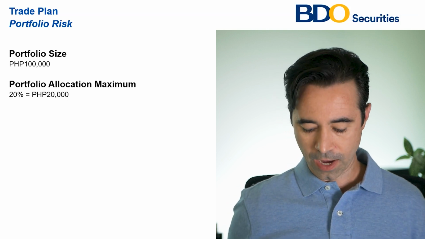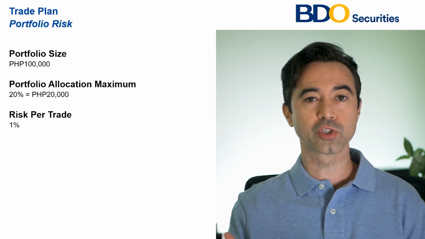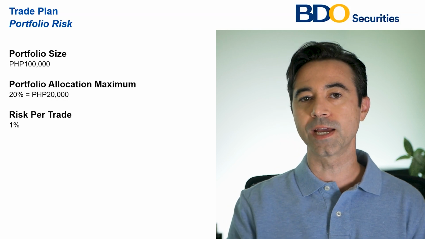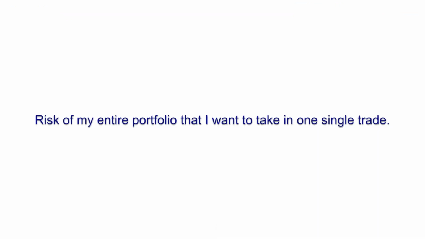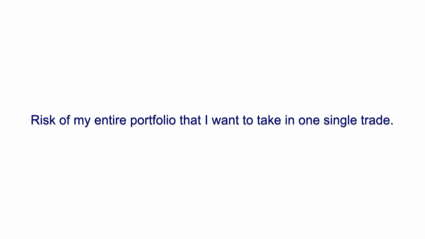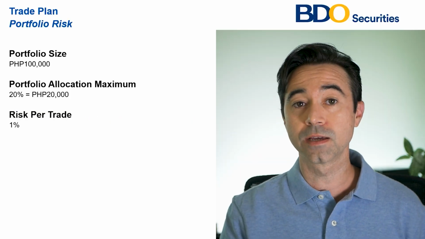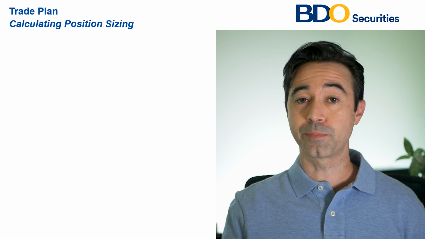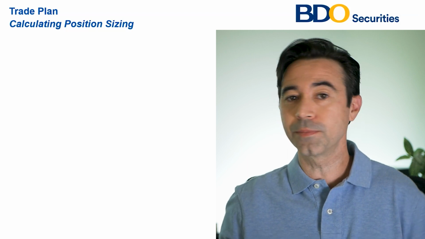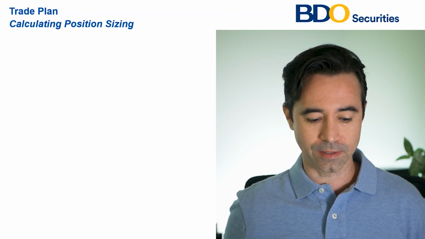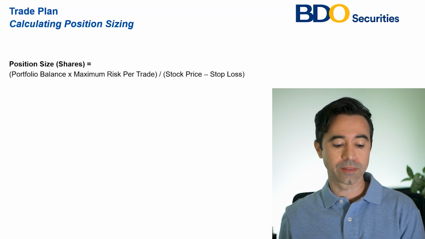The other thing I need to figure out is what my risk per trade is going to be. The risk per trade is the risk of my entire portfolio that I want to take in one single trade. And for me, I'm going to use a 1% risk per trade. So to figure out my position sizing for this trade, I'm going to use all the information that I just said. So we have a little formula that we can use.